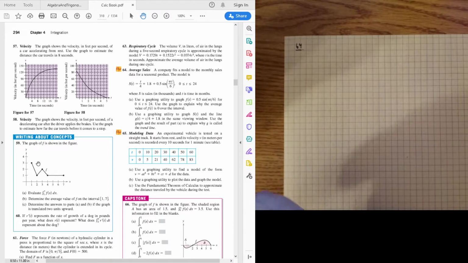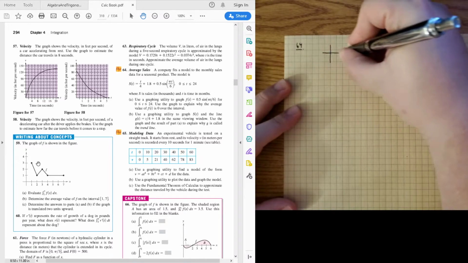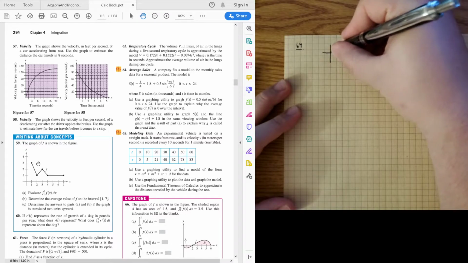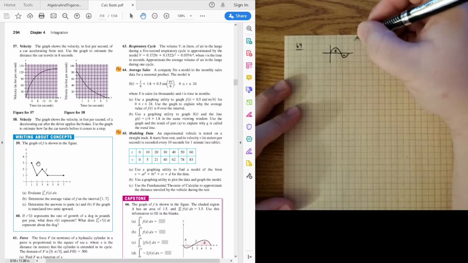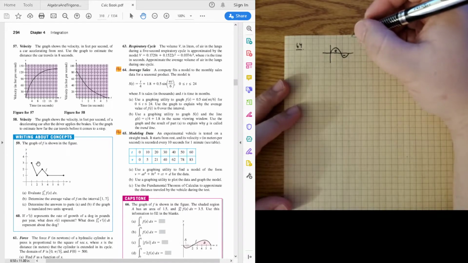I'm guessing if that's the case, it probably indicates that this graph, it's a sine graph, so I know what a sine graph looks like. I'm guessing it does one of these. We have an equal number of positive values as negative values, thus why the average would be 0. B. Using a graphing utility to graph S of t and the line g of t equals t over 4 plus 1/8. In the same viewing window, use the graph and the result of part A to explain why g is called the trend line.